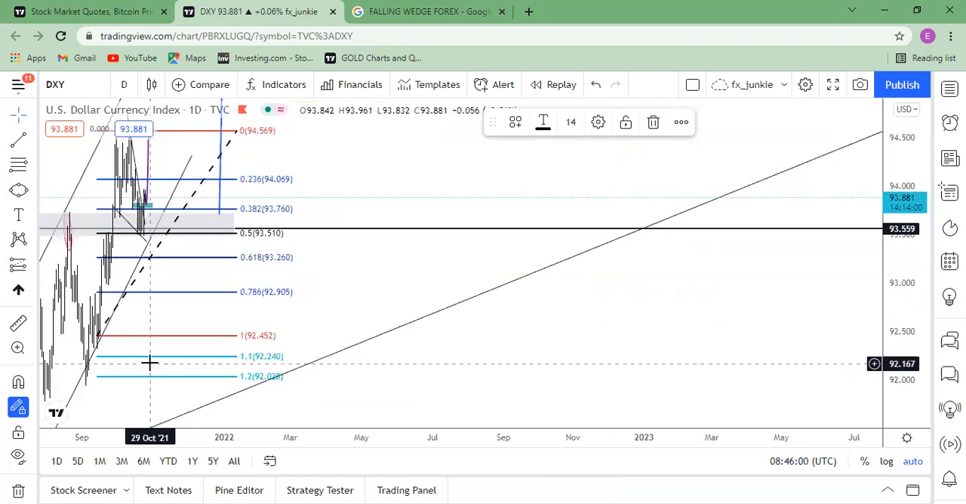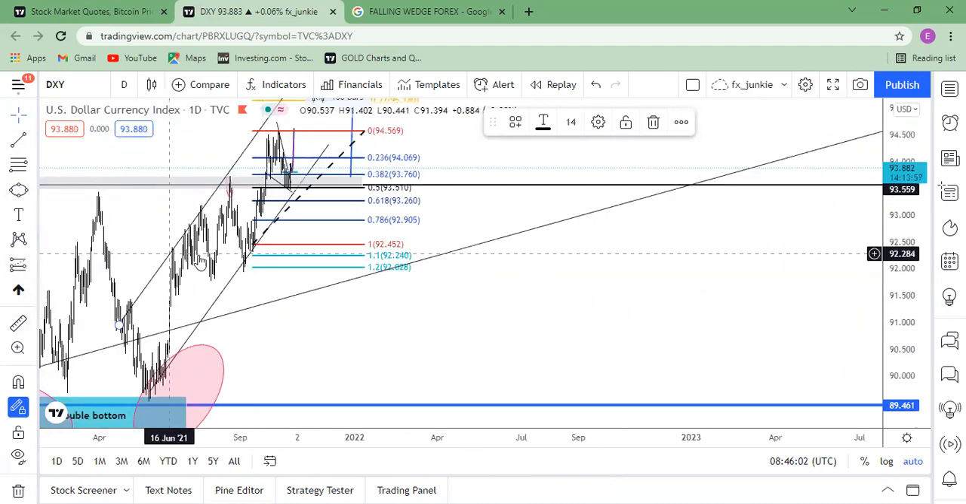Yeah, so we're anticipating the dollar to be gaining strength and gold will be doing the opposite. So that's my sentiment for gold, guys.